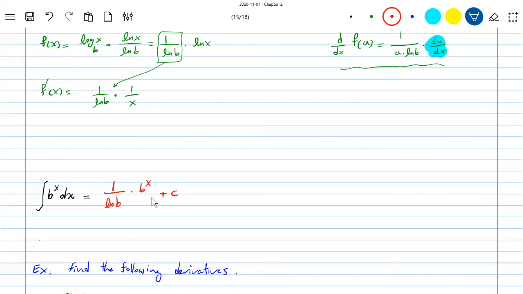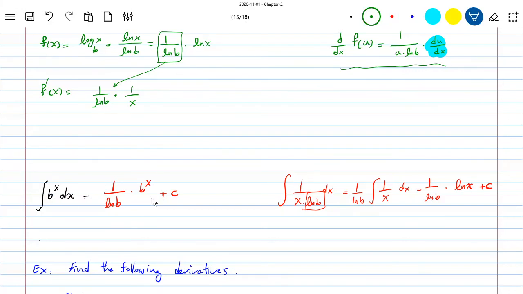The general form of the log doesn't really need anything. If you have 1 over x ln b and you want to take the integral of that, you can always assume that ln b is a constant, so you can always write it outside. You can write it as 1 over ln b times the integral of 1 over x. And we already know this integral. This would be 1 over ln b times ln x plus some constant. That's why we don't really require the integral of the general log.